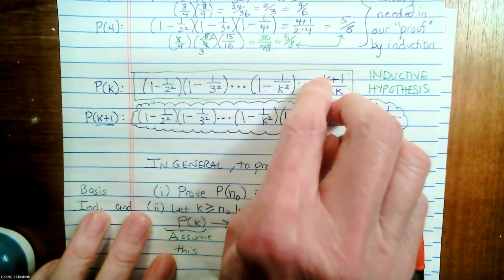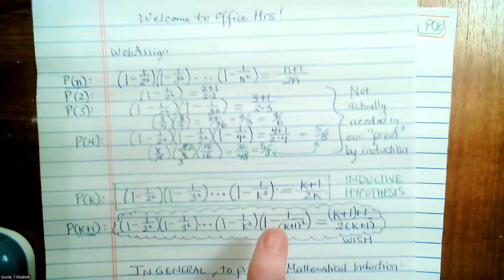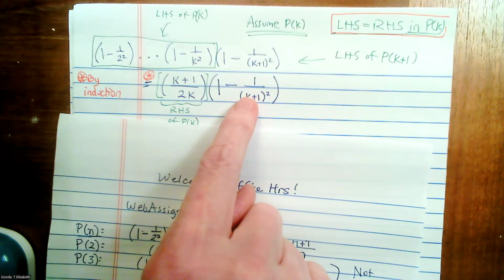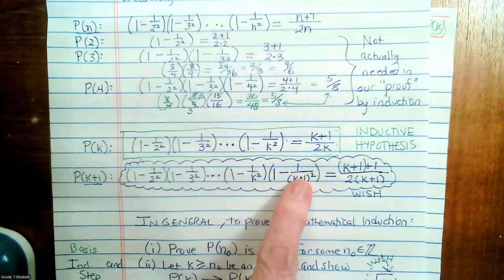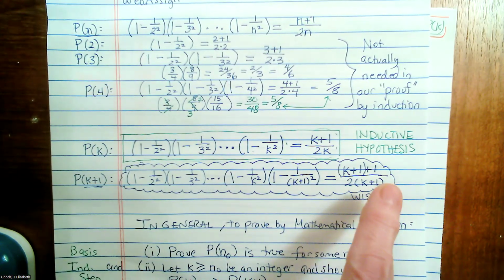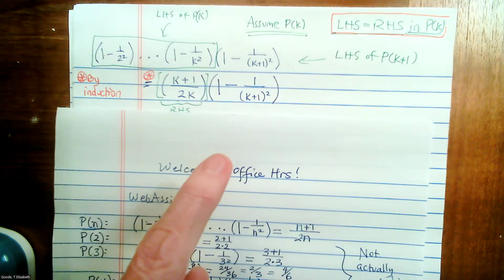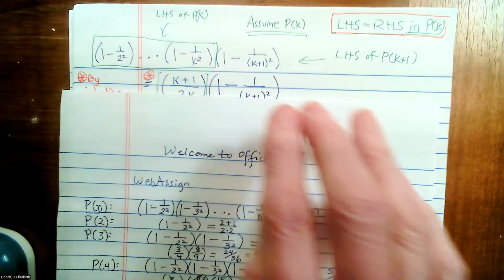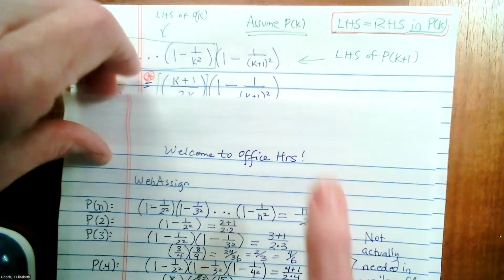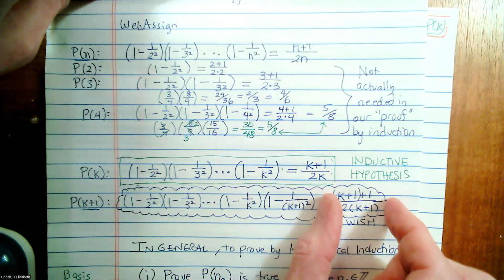So now we have k plus 1 over 2k times this broken off k plus first factor. And what we're shooting for is to get it to look like this. We're working toward that, and we're closer than we were. Because think about what we started with. We started with all this, right? We started with the left-hand side. We're trying to get it to look like that.